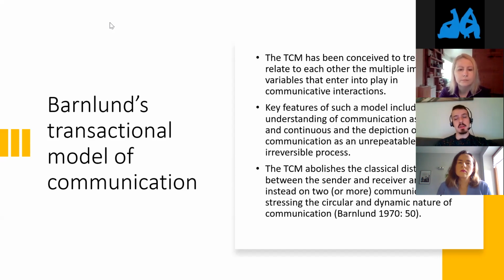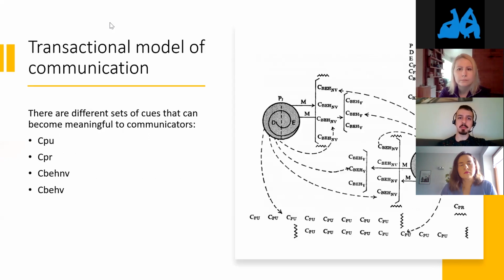Unlike the cyclical models and linear models, there is not a clear distinction between sender and receiver. We mostly speak of communicators, where all the partners have both roles simultaneously, so there is no alternation either. Here you can see a representation of the model, which is very complex. What we found very interesting is that Barlund distinguishes between different cues that influence the communication process. Some of them are public cues, which are available to all communicators; they are basically environmental cues accessible to everybody.